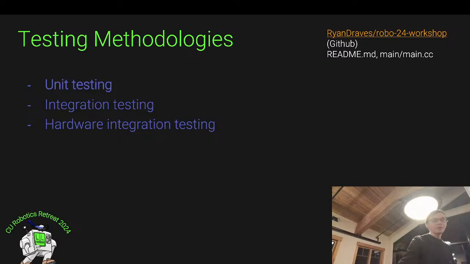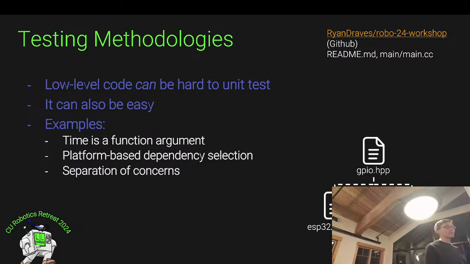And on the unit testing, typically with embedded systems, this can be pretty hard to do, right? You're writing code that is targeted for this microcontroller. It's not meant to run on your host machine. And it can be hard to test like that, but it can also be very easy. So in addition to things like passing a time as a function argument to make some functions a little bit easier to run, you can also do this thing called platform-based dependency selection. So in C++, I have a header file that might abstract what interaction with a GPIO pin might mean.